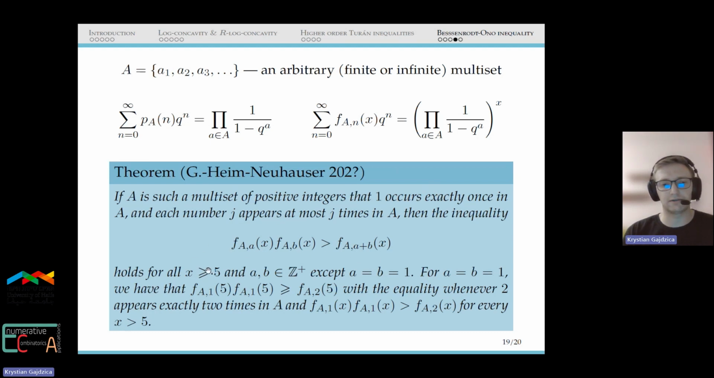inequality for all x greater than or equal to 5 and positive integers a and b, except the situation in which a equals b equals 1. In that case, we have some additional requirements. In fact, we have also obtained a somewhat better characterization in a situation in which A is a set, but I don't have time to talk about it right now. So thank you very much for your attention. And at the end, let me just present some references of my talk.